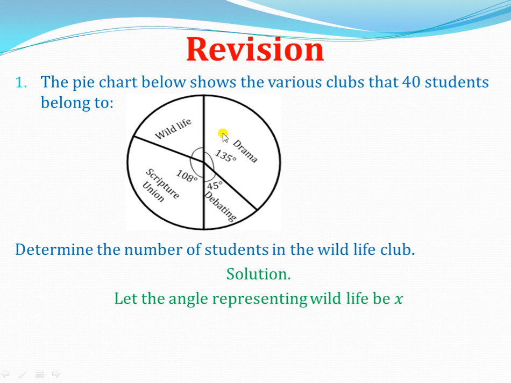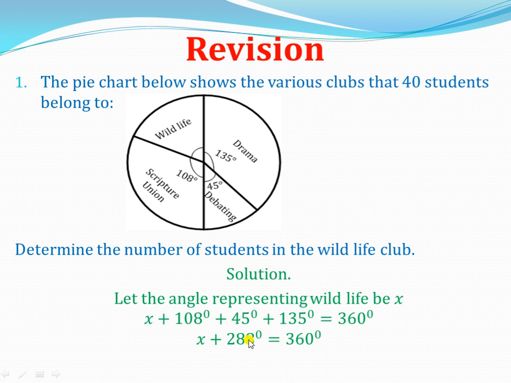Now, when you add all these angles, if you add this angle x that we have nicknamed plus 108 plus 45 degrees plus 135 degrees, we should be in position to get 360 degrees. So that will be our first step. Then the next step here will be you add 108 plus 45 plus 135. And when you do so, you will get x plus 288 degrees is equals to 360 degrees.